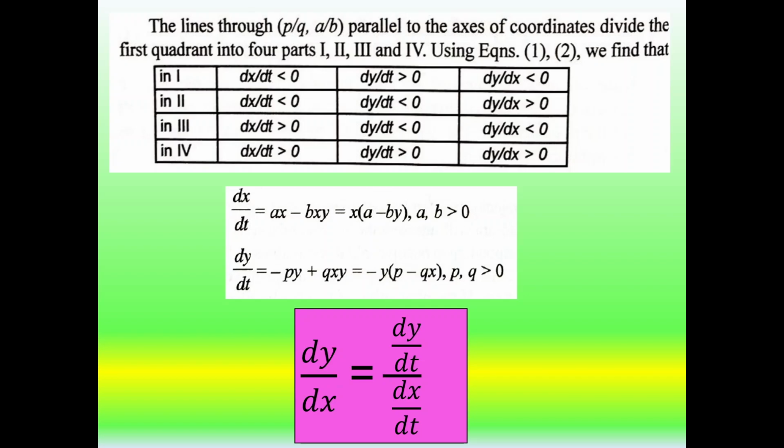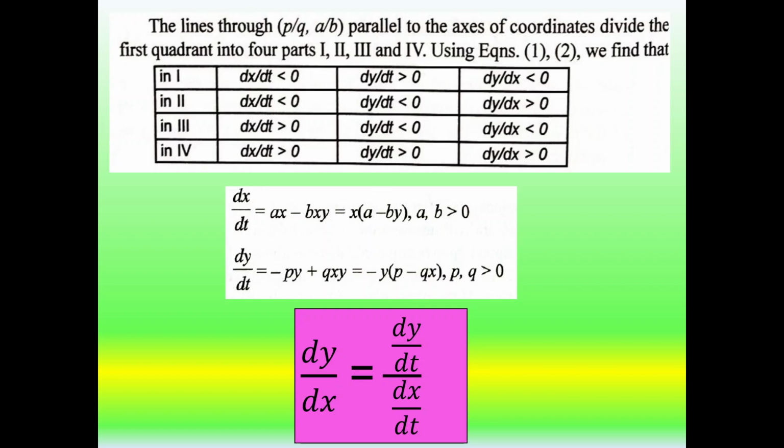We can also extend our discussions by considering the expressions on four different quadrants as shown here. The lines through P, Q, A, B, parallel to the axis of coordinates, divide the first quadrant into four parts: 1, 2, 3 and 4. Using equations 1 and 2, we can also say the following results.